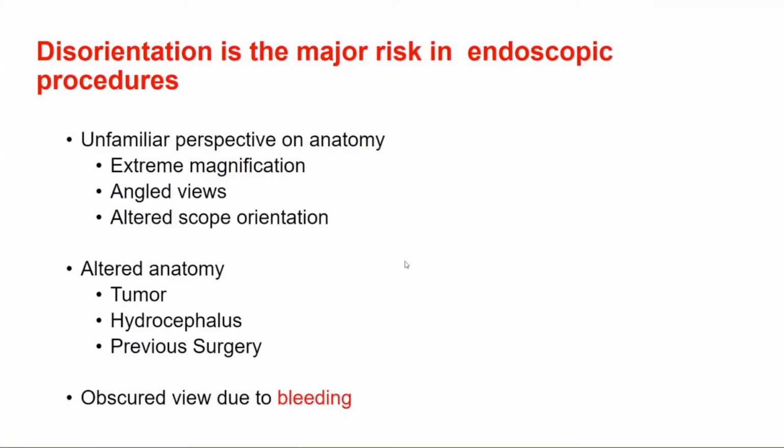So disorientation is a big problem because you can use your Stealth and the Stealth will tell you that you're at the foramen, but it's obviously not going to help you identify the anatomical landmarks, which is the first step you need to do to navigate through the foramen and get into the third ventricle. So why does disorientation happen?